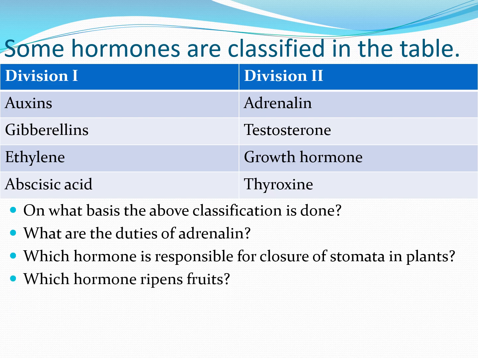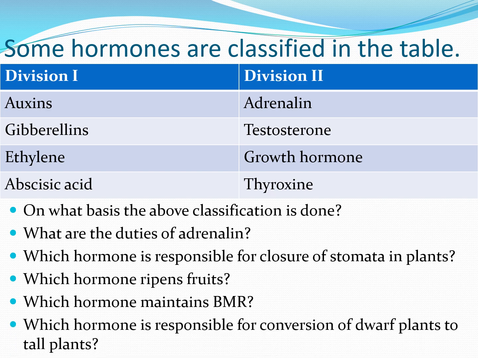Next, which hormone ripens fruits? Ethylene is responsible for ripening of fruits. So, ethylene helps in ripening of fruits. Next, which hormone maintains BMR? Thyroxine maintains BMR in humans. BMR, basal metabolic rate, so metabolism in humans is maintained by thyroxine. Last question, which hormone is responsible for conversion of dwarf plants to tall plants? Gibberellins convert dwarf plants to tall plants.